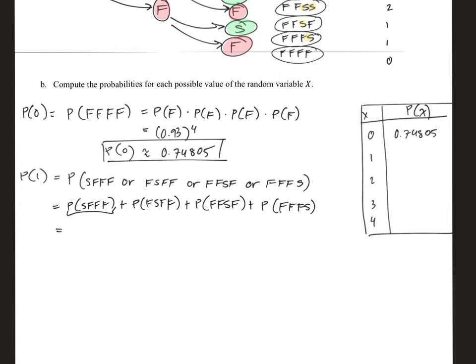An easier way is to just think of probability of success times 3 of the failure. So that would be success, which is 0.07, times 3 of the failures, which is 0.93 to the third power. In this one, we have success once and failures 3 times again. And notice for all of them, it'll be the exact same thing.